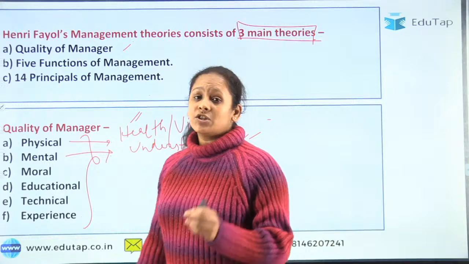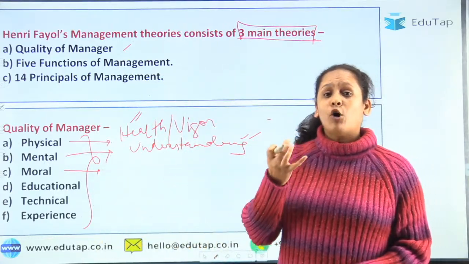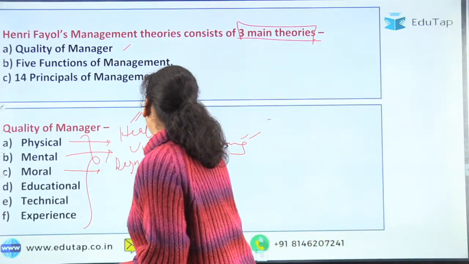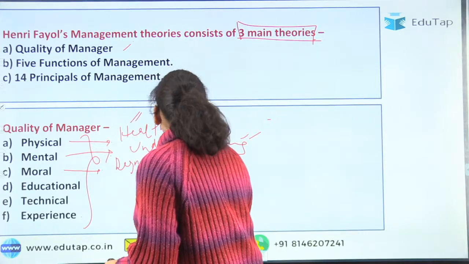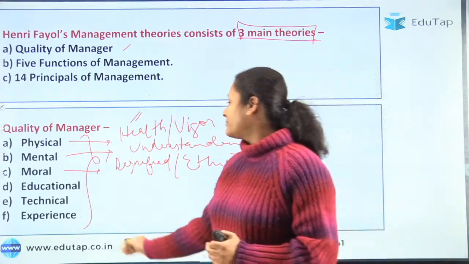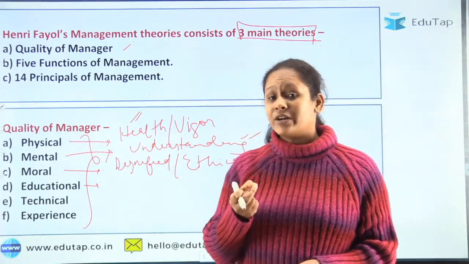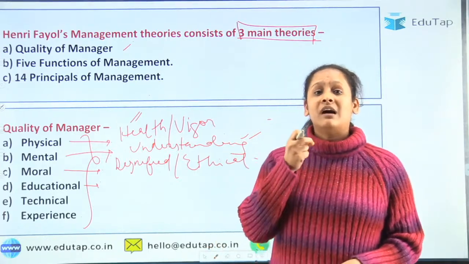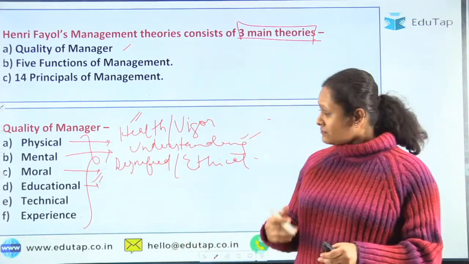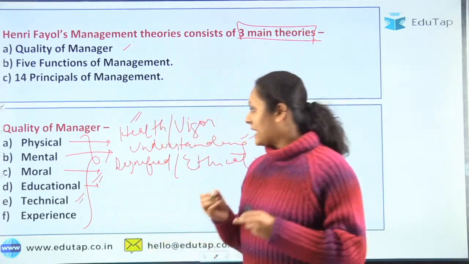The next quality which a manager should possess according to Henry Fayol was moral. When I say moral, I simply mean that the manager should be highly dignified. He should be ethical as well while performing his tasks. Apart from that, the manager should be educational. When I say educational, the manager should have the basic background to understand all the activities which are going on in the institution. The next quality which the manager should possess was the technical quality.